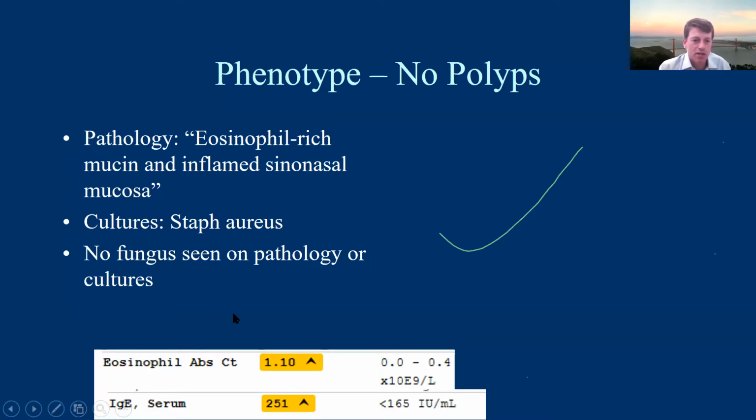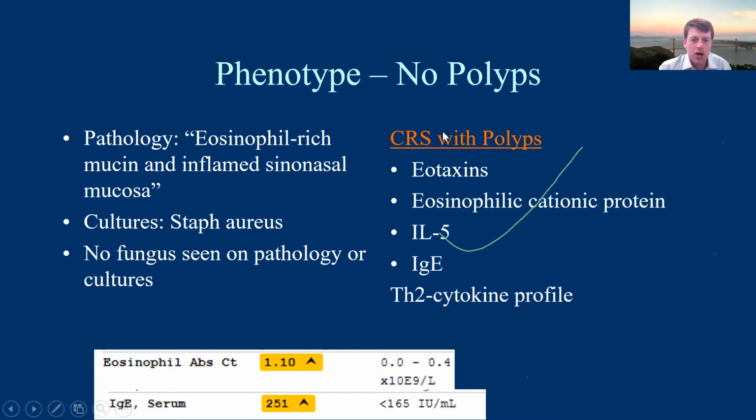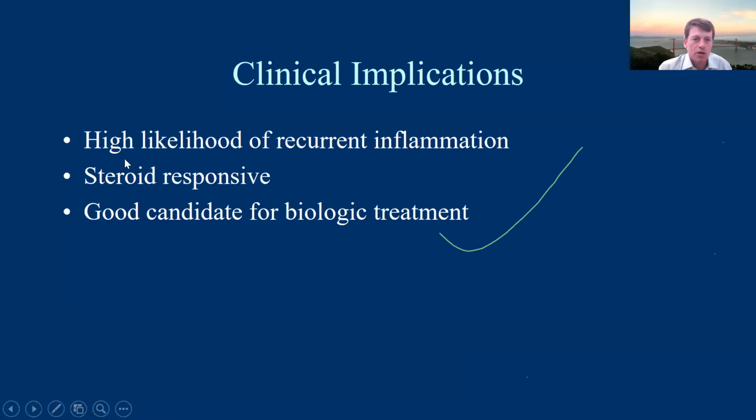So this is a patient with eosinophil-rich mucin and inflamed sinus mucosa. He did grow Staph aureus. And what I didn't show you is that his blood work at the time of presentation showed a markedly increased eosinophil count, as well as a significant increase in his total IgE. So if we think back to Dr. Kern's paper, these are all findings that are typically associated with chronic sinusitis with polyps or type 2 inflammation. So this patient has a higher likelihood of recurrent inflammation. He's going to be steroid responsive, and he's also going to be a reasonable candidate for biologic treatment.